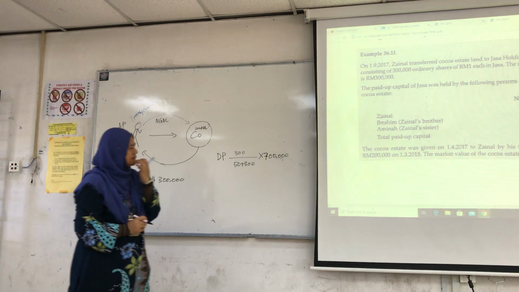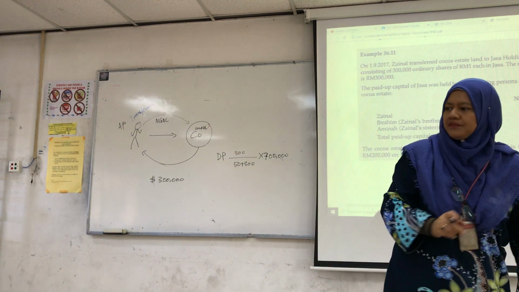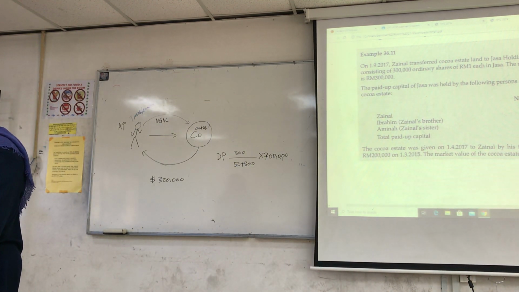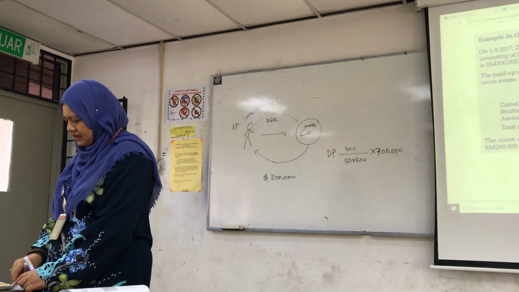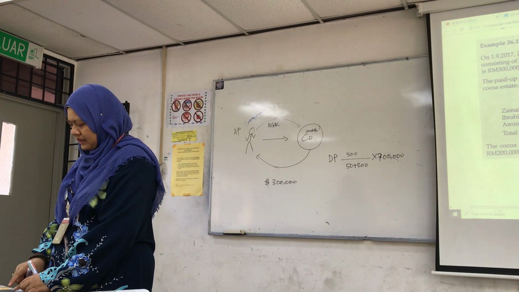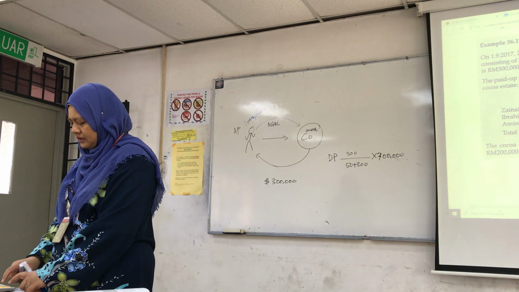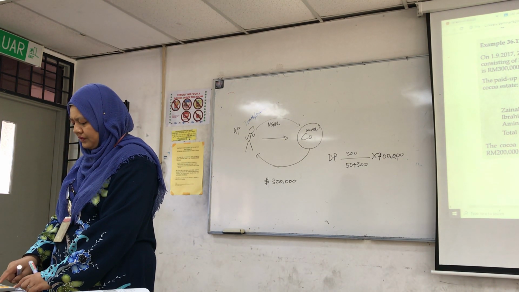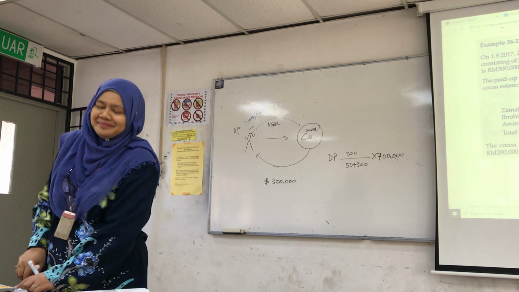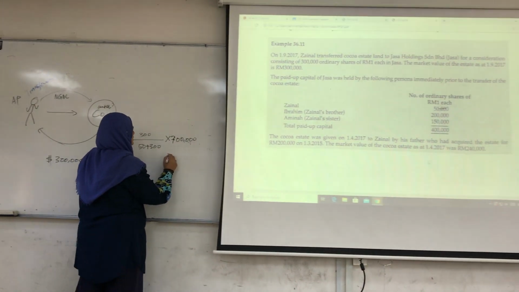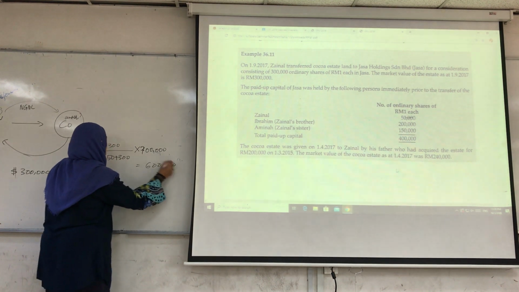How much is that then? 300 over 350, over 350,000 times 700. Just a small mistake. It's 300 over 350 times 700, that is 600. Not difficult. Right, so this is your 600,000. This is your disposal price of the shares.